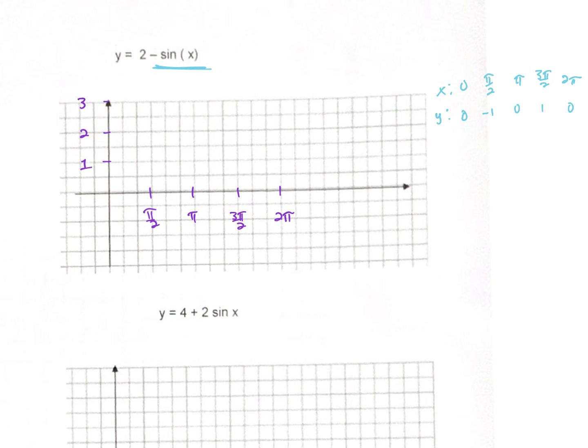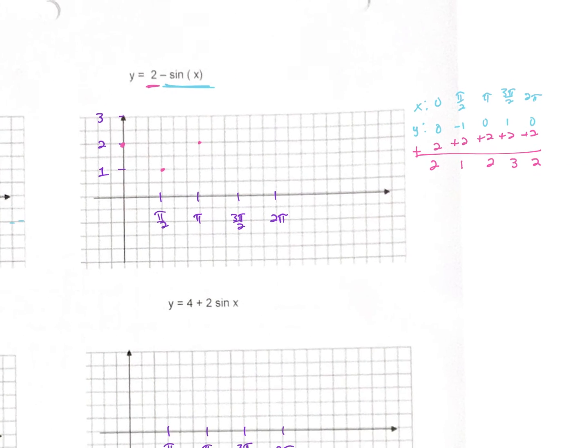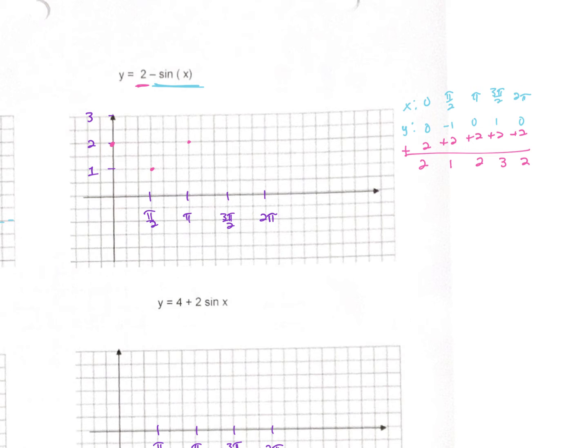But now what this is telling us is that we are going to shift these points up 2. So I'm going to add 2 to each of these y values. And if I do that, I get 2, 1, 2, 3, 2. So that's telling me at 0, I'm going to graph at 2. At pi over 2, I'm at 1. At pi, I'm at 2. At 3 pi over 2, I'm up at 3.